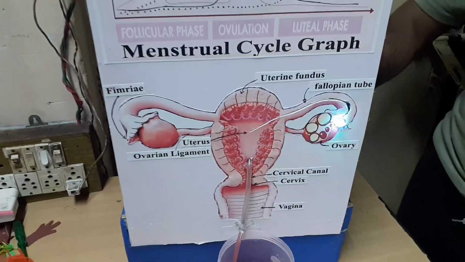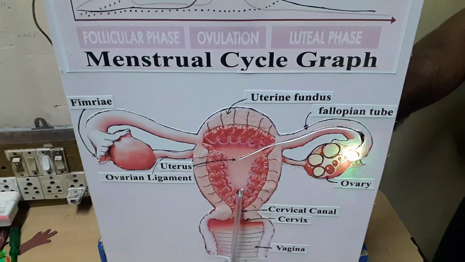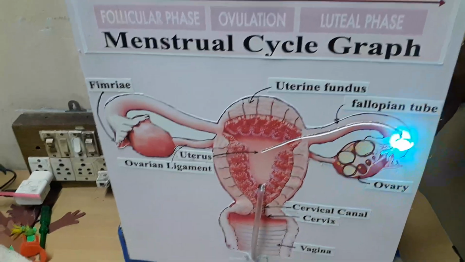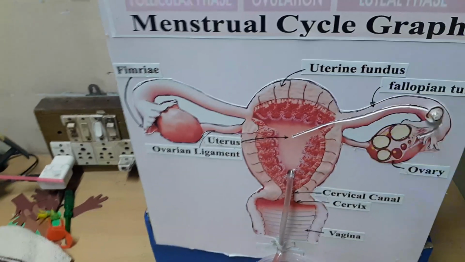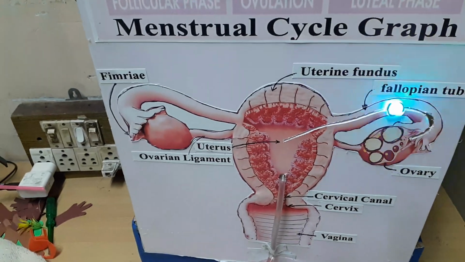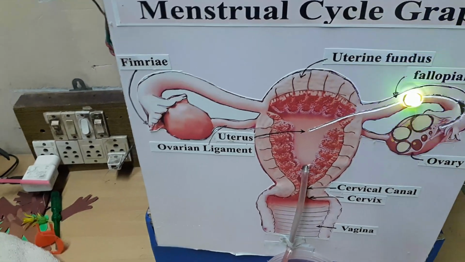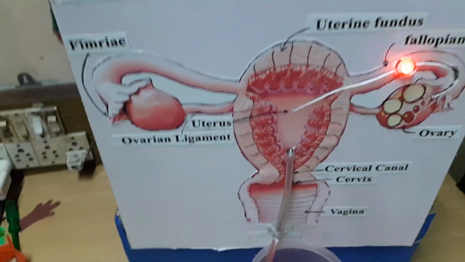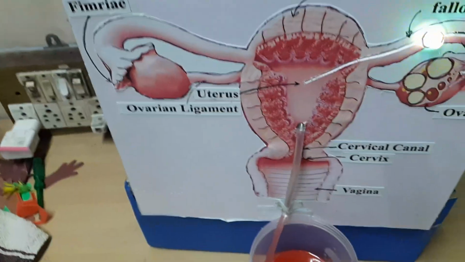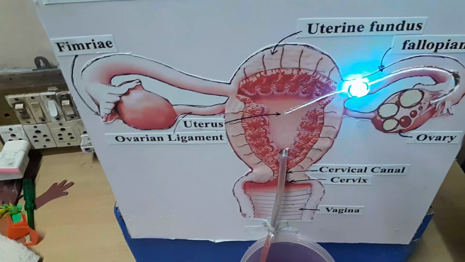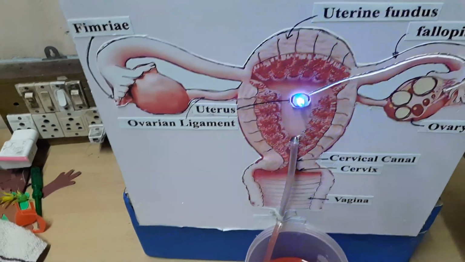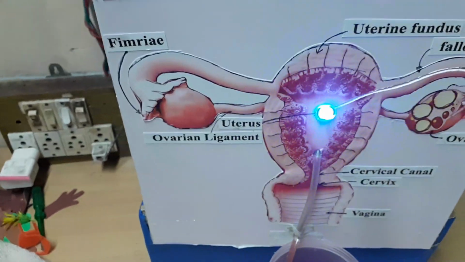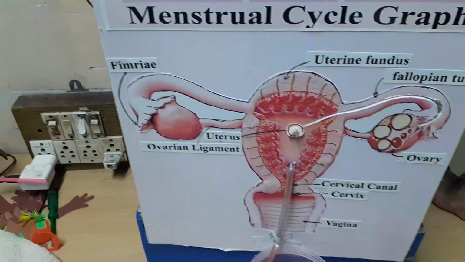Now we will demonstrate how the egg is released from the ovary into the uterus. So we can actually move it from the back, so that the light representing the egg is moved from the ovary onto the uterus. So slowly it is moving into the uterus. Here the sperm combines and the fertilization occurs.